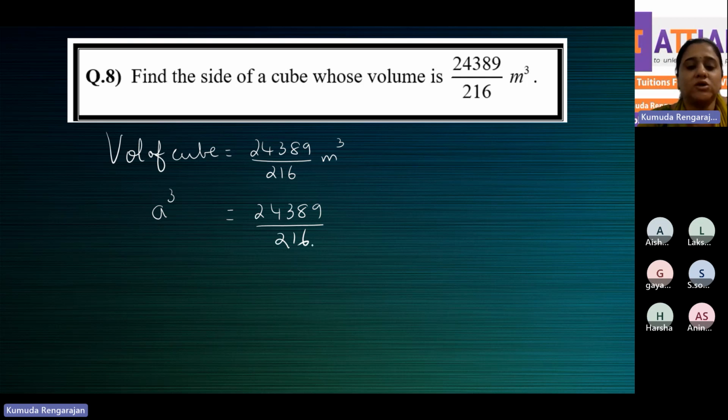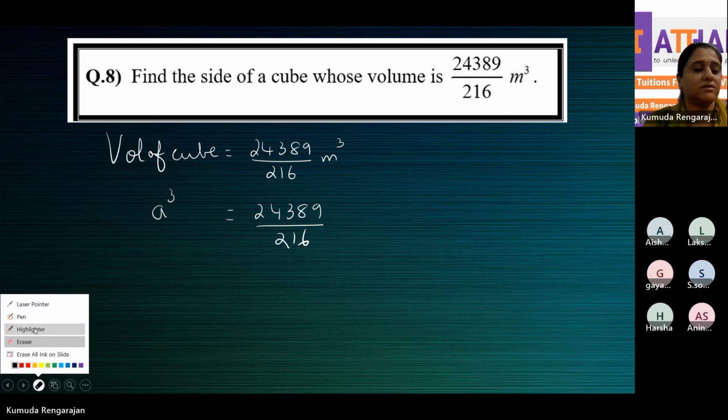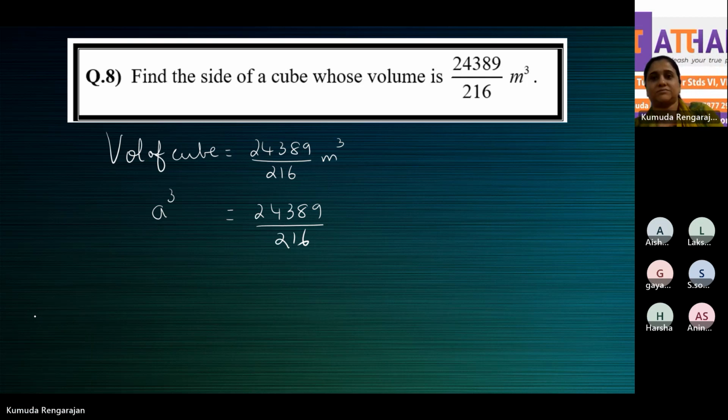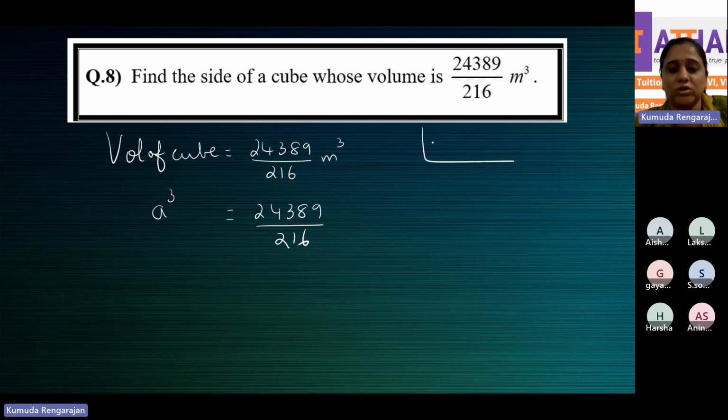Okay, fine, let's try. 216 is divisible by 2. Is the numerator divisible by 2? No. Now 216 is divisible by 3 because 2 plus 1, 3, 3 plus 6, 9. It's divisible by 3. The numerator, 2 plus 4, 6, 6 plus 3, 9, 9 plus 9, 18, and 18 and 8 is 26. It's not divisible by 3. So the two numbers are not divisible by the same number. You cannot simplify. See, you don't have to worry about that also here.